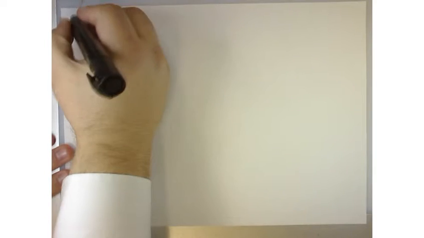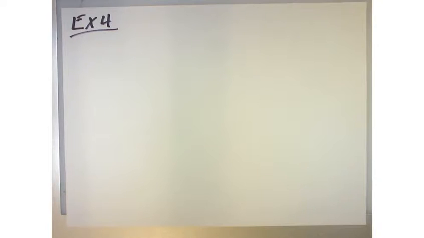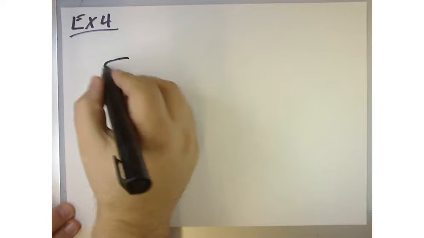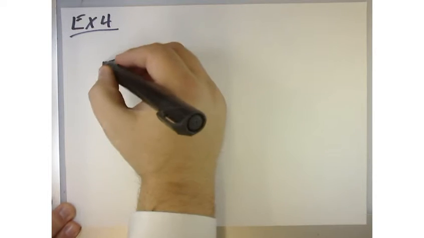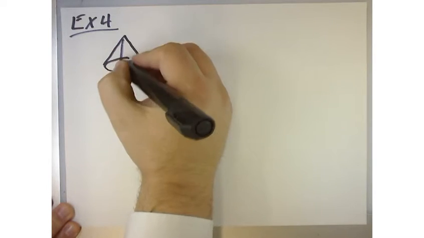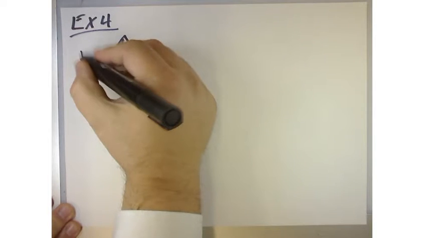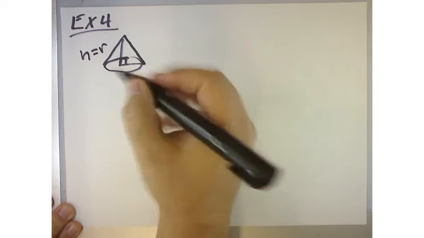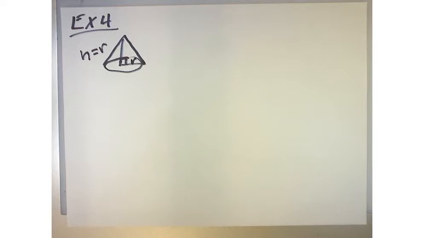For example, number 4 out of your textbook gives us a cone, and it says that its height is equal to the radius. So a cone has a circular base, and usually they have a height, but the height is the same as the radius, and this is the radius of the circle. And so, let me read the whole example problem.